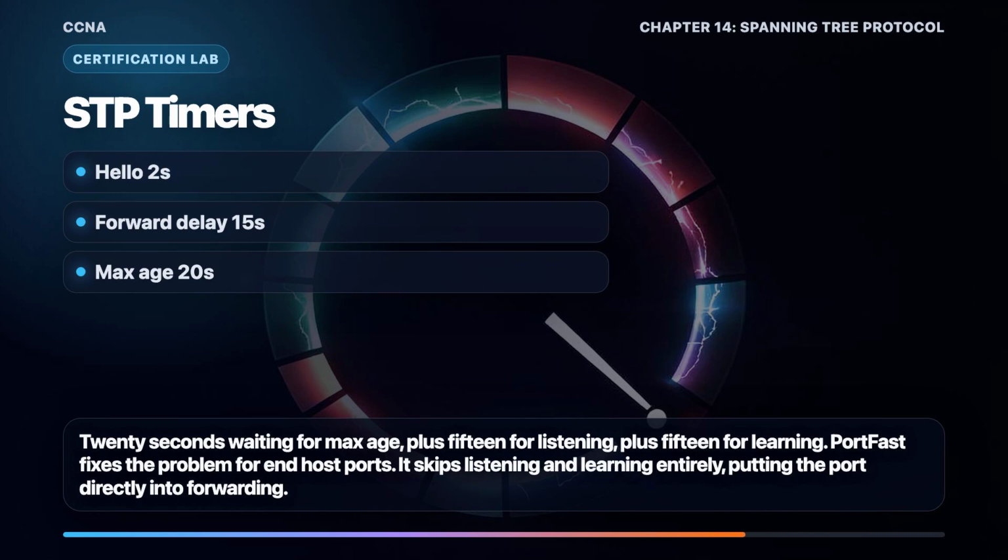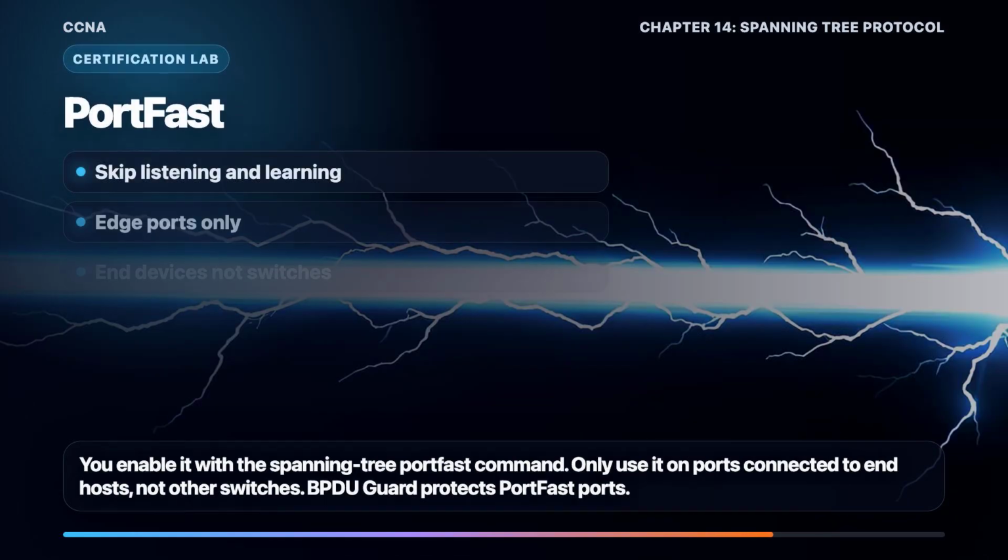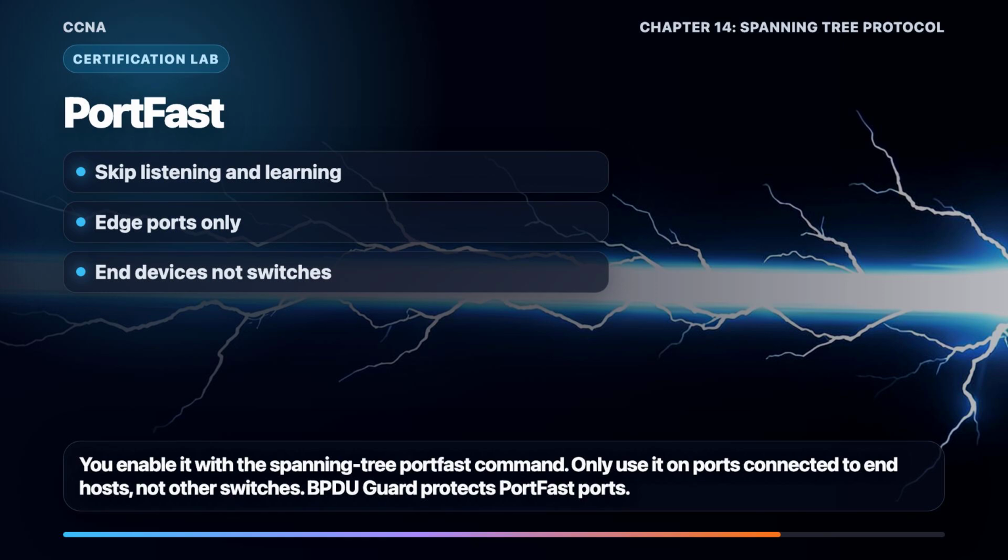PortFast fixes the problem for end host ports. It skips listening and learning entirely, putting the port directly into forwarding. You enable it with the spanning-tree portfast command. Only use it on ports connected to end hosts, not other switches.